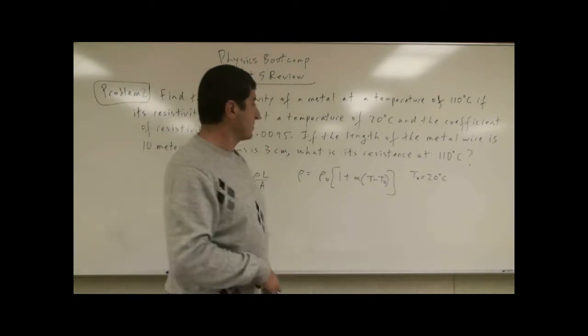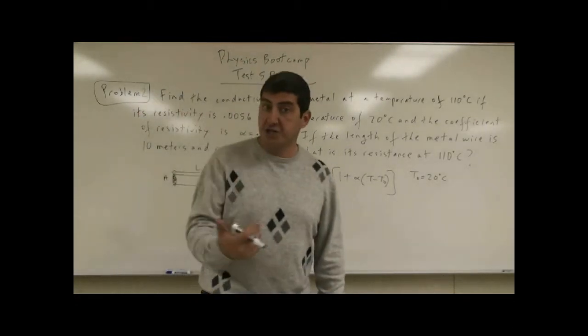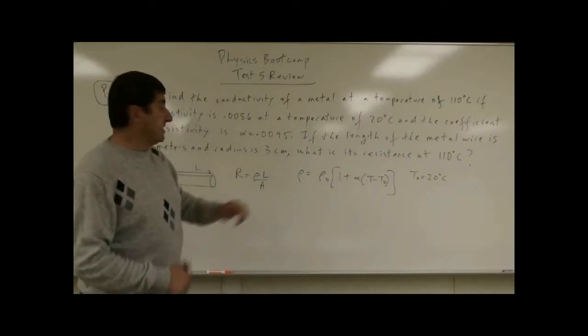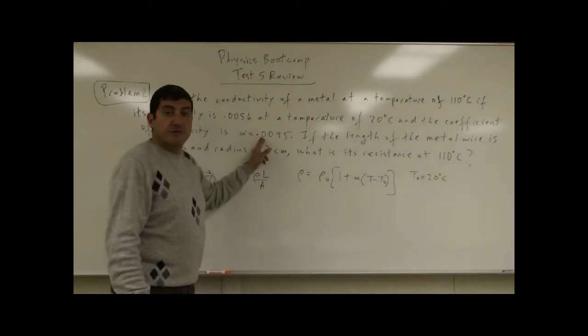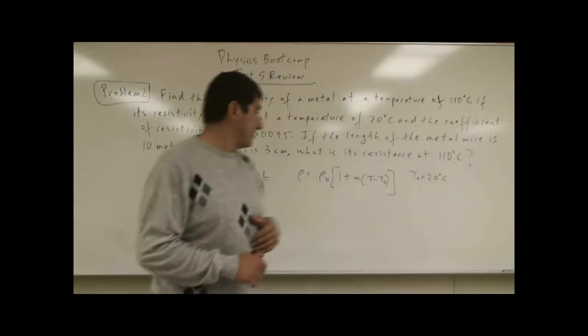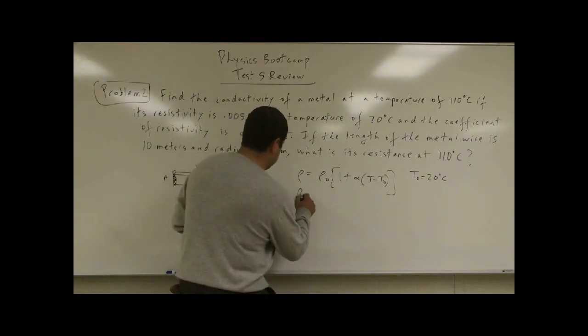colder, right? Semiconductors, on the other hand, are different. Semiconductors, when you increase their temperature, their resistivity goes down. They actually have a negative alpha, a negative coefficient of resistivity. That means their resistivity decreases, right? So what we have to do in this problem is first calculate the resistivity.